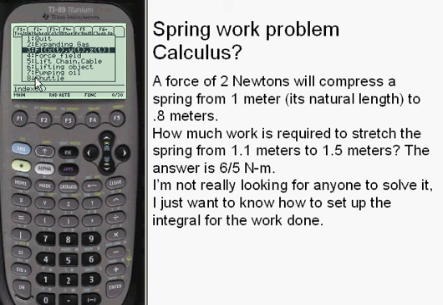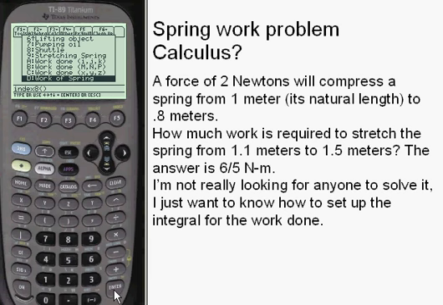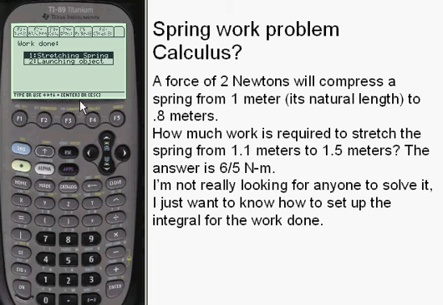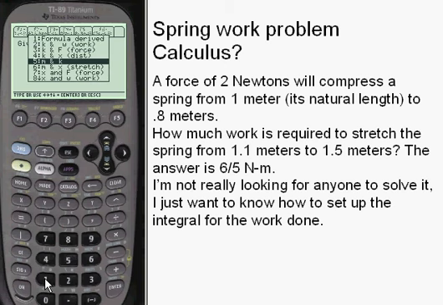When you have an arrow beside the 8 here, it means that there's more menu to go. So we can go up with the arrow and go to the bottom of the menu. And here's work of a spring. We're going to press enter here to do that. We're not launching an object, we're stretching or compressing a spring, so we can press 1 here.